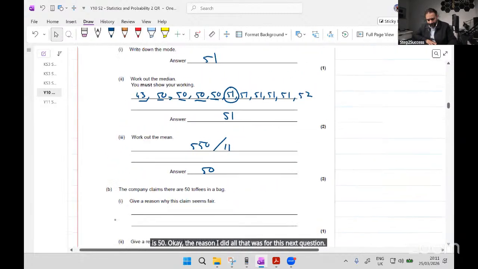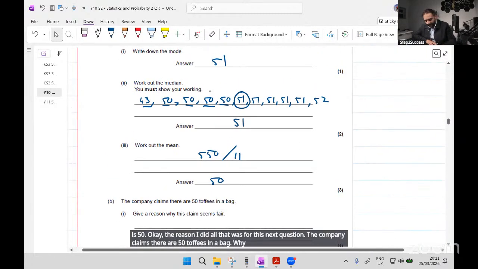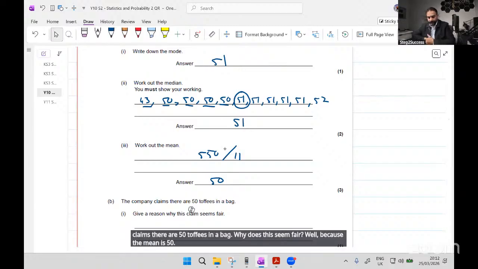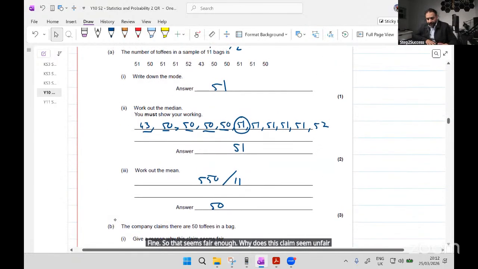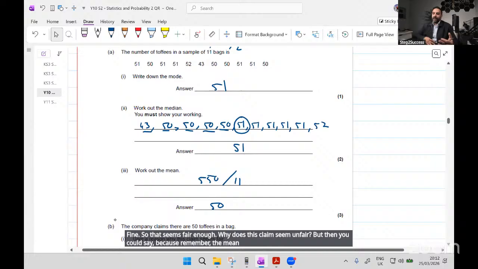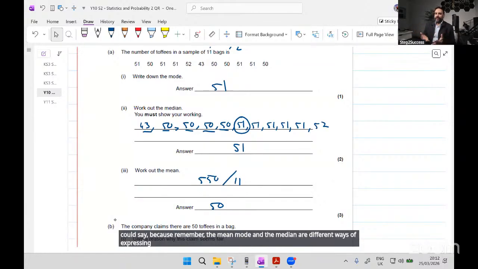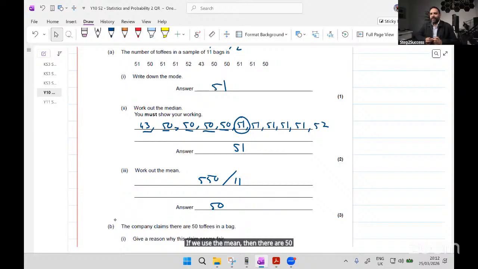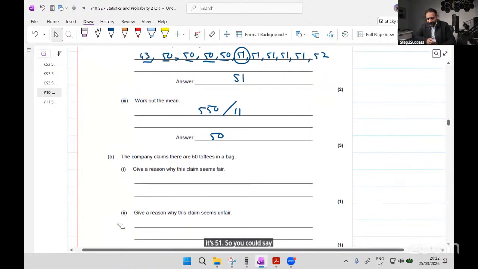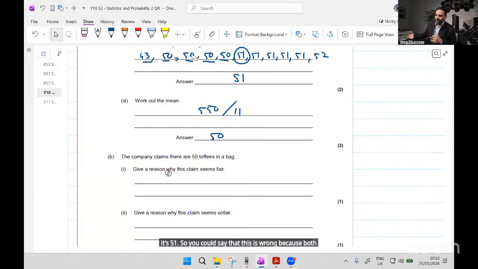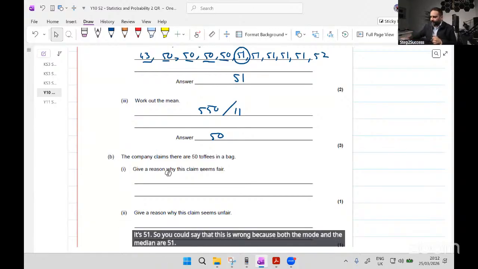The company claims there are 50 toffees in a bag. Why does this seem fair? Well, because the mean is 50. Fine, so that seems fair enough. Why does this claim seem unfair? But then you could say, because remember, the mean, mode, and the median are different ways of expressing an average, so there's no one correct way to do it. If we use the mean, then there are 50 toffees in the bag. But if we use the mode or the median, it's 51. So you could say that this is wrong because both the mode and the median are 51.